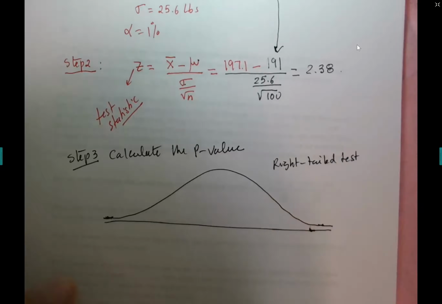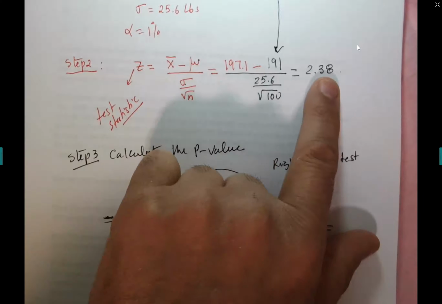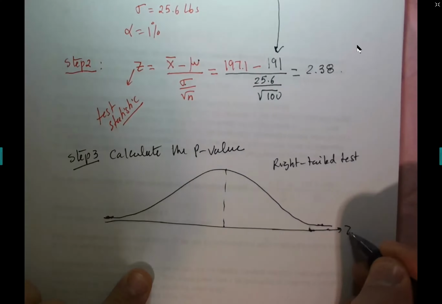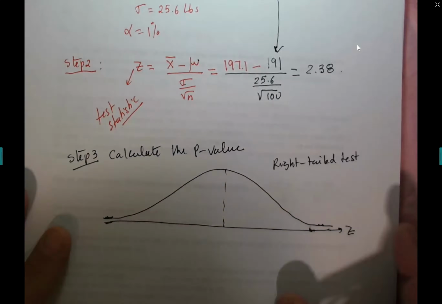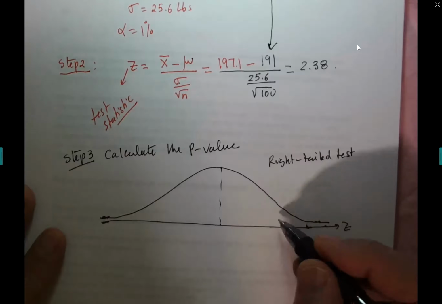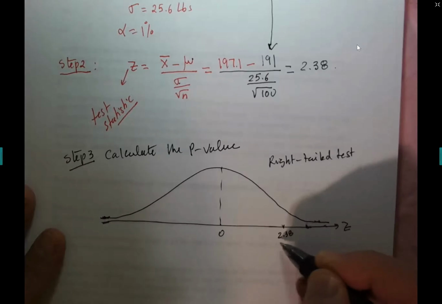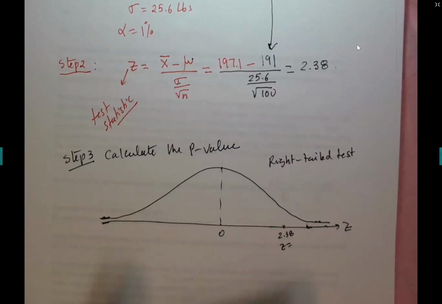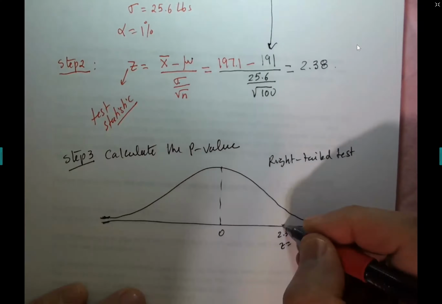What was the value in step number 2? What was it, guys? 2.38. That's the Z line. This is the normal curve. We assume that the population is normally distributed. Would you guys agree with me if I put 2.38 to the right of 0, it should be somewhere here? Yes? Because it is a bigger number than 0. Let me tell you what the p-value is. Because this is a right tail test, the p-value is the area to the right of 2.38.